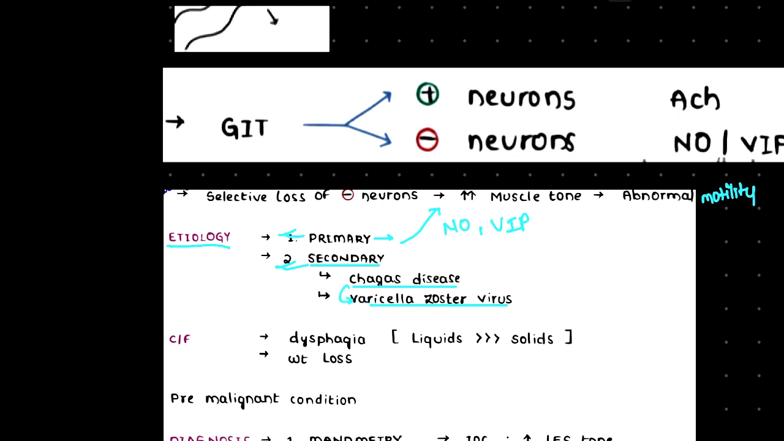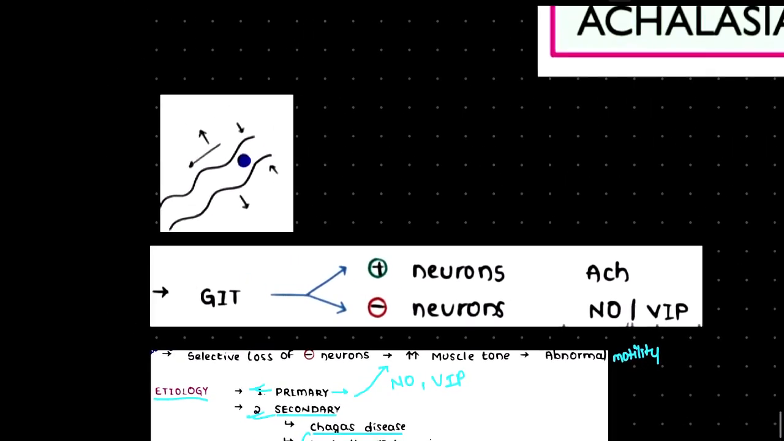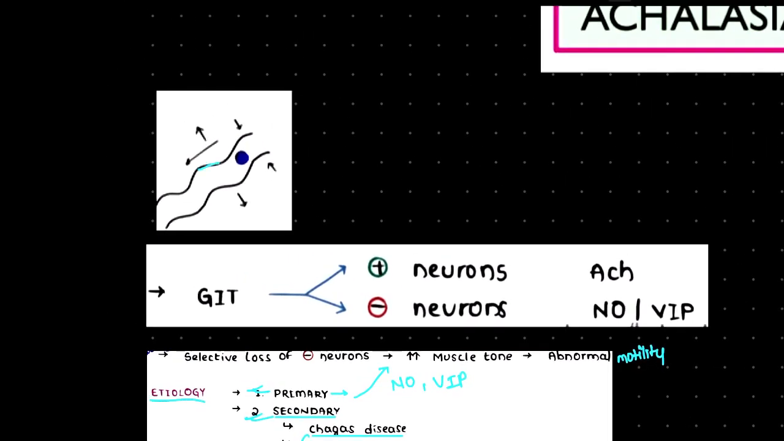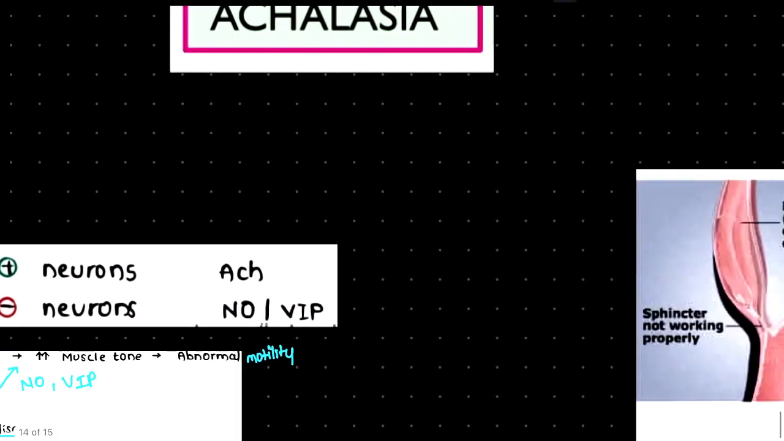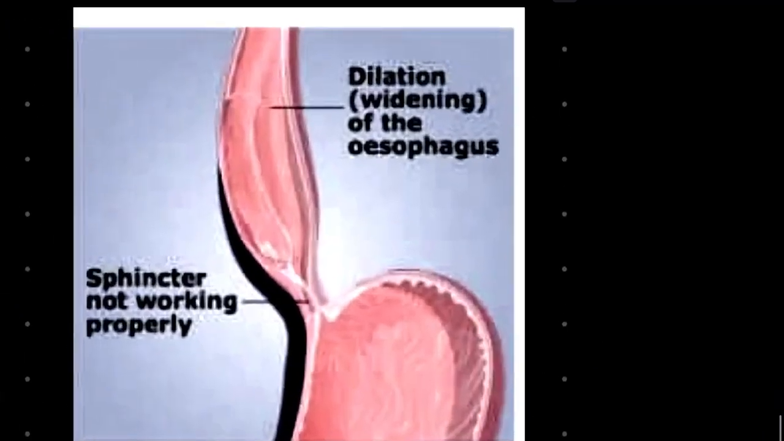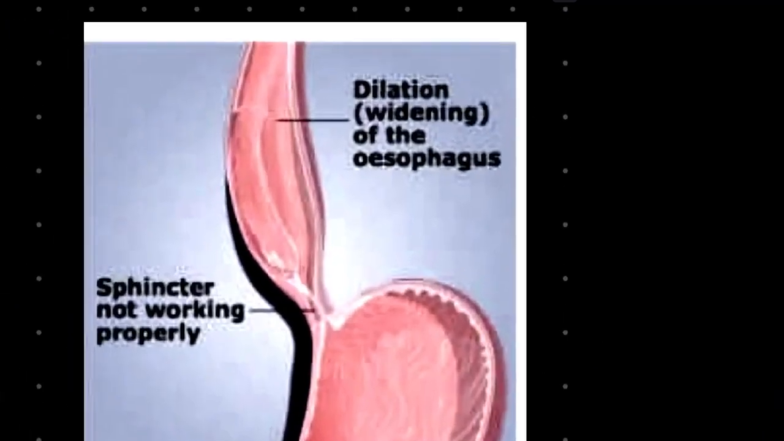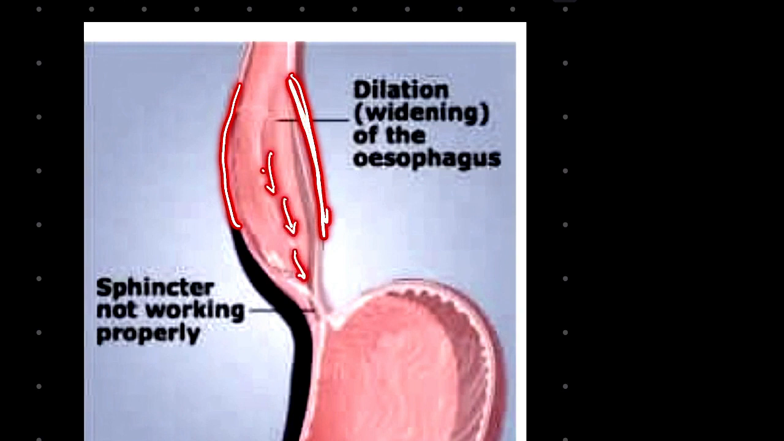Now talking about the clinical features, what will happen if there is no relaxation in this area? As there will be no relaxation in this area, if you look at this diagram, you can see this is the dilated portion. Why is it dilated? Because the food particles are not able to descend down properly. Why are food particles not able to descend down properly? Because here, if you can see in this area, what is this area?